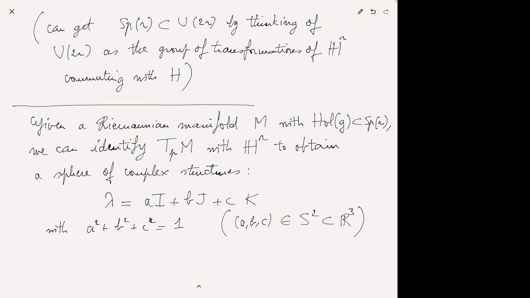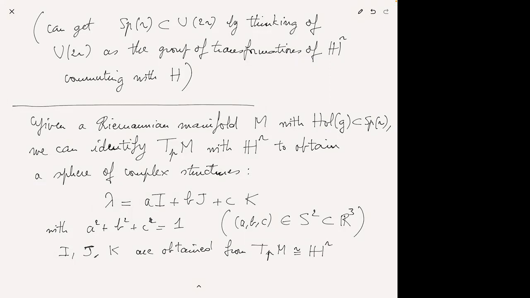So you started out with a manifold, which was a complex manifold, right? So you have a given complex structure I. And then this quaternionic structure allows you to define these other complex structures. So I and J and K are obtained from the identification of TpM with H to the R, right? So you have an action of the quaternions on H to the R, and you transfer that to TpM.